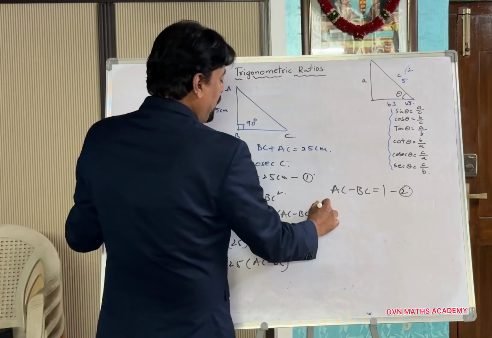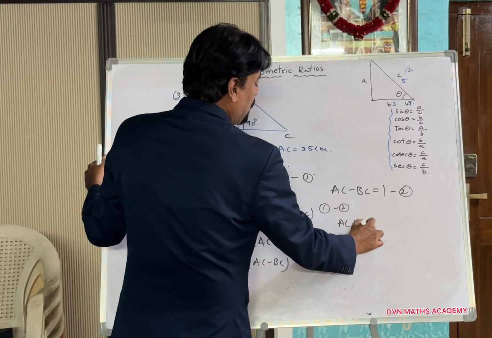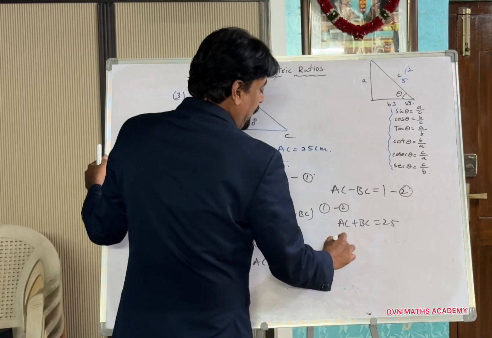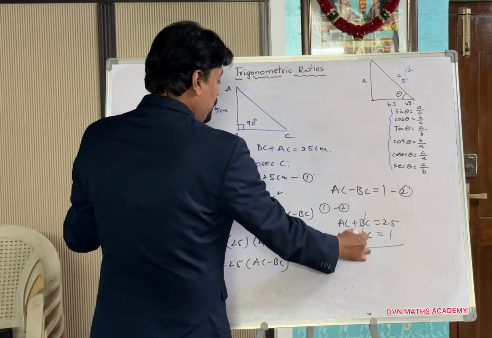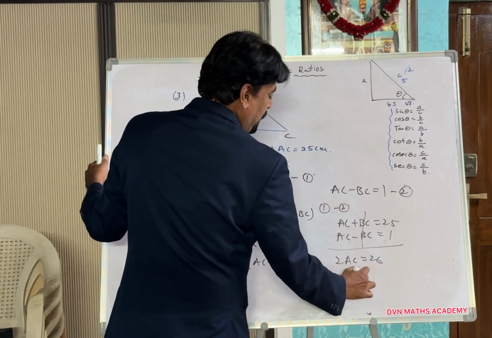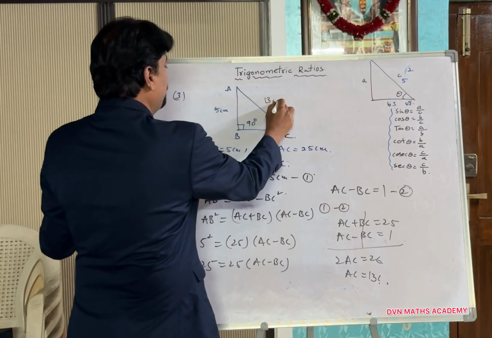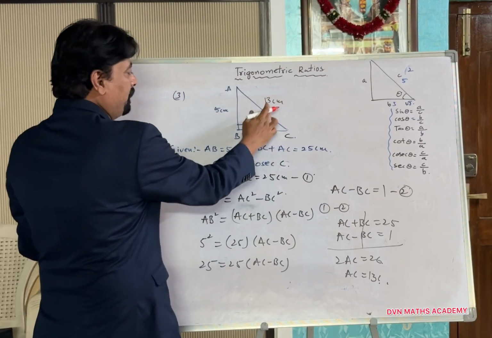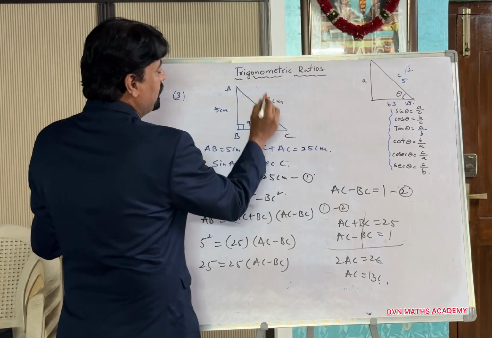So if I do 1 minus 2, AC plus BC is equal to 25 as given, and AC minus BC is equal to 1. So if you subtract these two, 2 AC is equal to 26, AC should be equal to 13. So I got this as 13 centimeter, and already we know that the sum of these two sides is 25 centimeters, therefore it will become 12 centimeter.